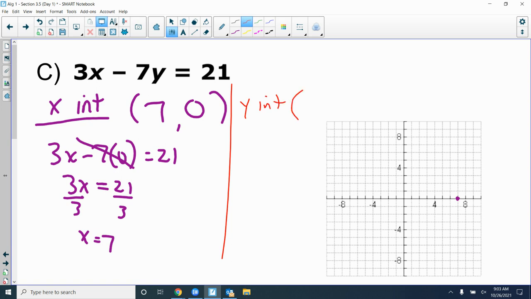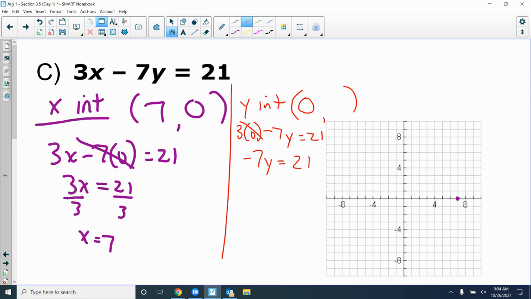Now, y-intercept. When I have my y-intercept, what is 0? Put it in there. Okay? See how it kind of helps you out with what you're substituting and what you're finding? So x is 0. So 3 times 0 minus 7y equals 21. Now, that goes away. Guys, be very careful here. What kind of 7 is that? Make sure you bring that down. That's a negative 7.